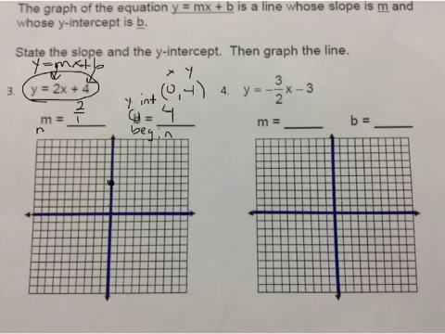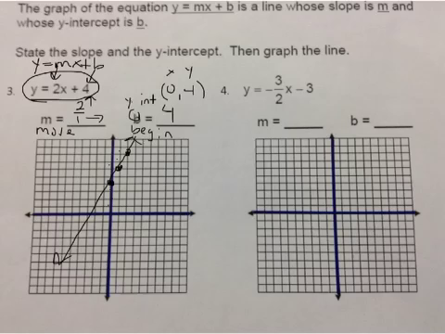And then the m is our slope, and we'll refer to that as our move, how we're going to move. This is a rise of 2 and a run of 1. So this is up 2, over 1, up 2, over 1, and we draw our line.